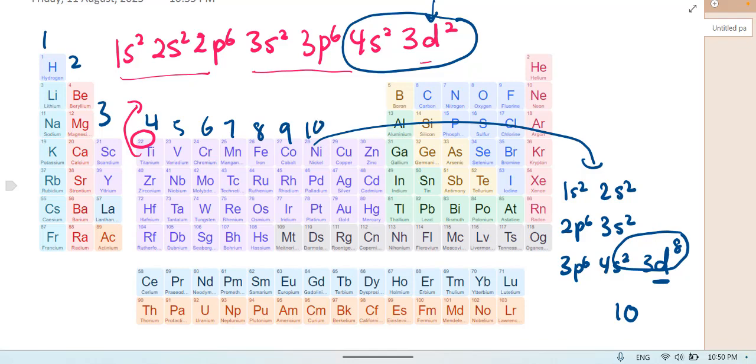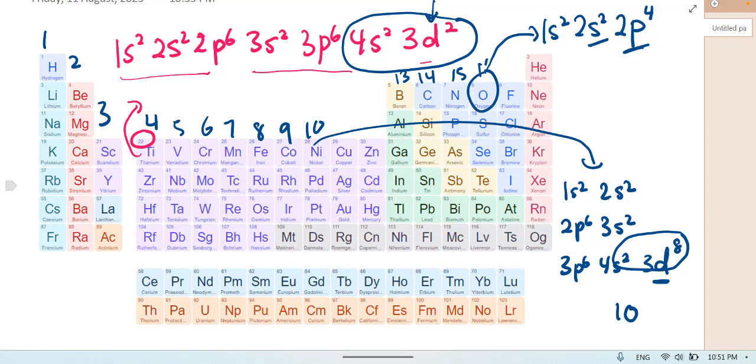Okay, we try to do oxygen. Oxygen has 8 electrons: 1s2, 2s2, 2p4. So P block, we add the number of electrons. So 6 valence electrons, group 16: 13, 14, 15, 16. Oxygen is in period 2. Period 1, period 2.